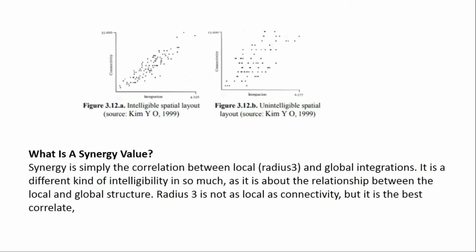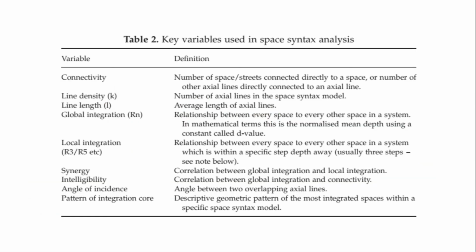And synergy value, synergy is simply the correlation between local radius 3 and global integration. It is a different kind of intelligibility in so much as it is about the relationship between the local and global structure. And radius 3 is not as local as connectivity, but it is the best correlate. And the key variables, as we discussed: connectivity, line density, line length, global integration, local integration, synergy and intelligibility.